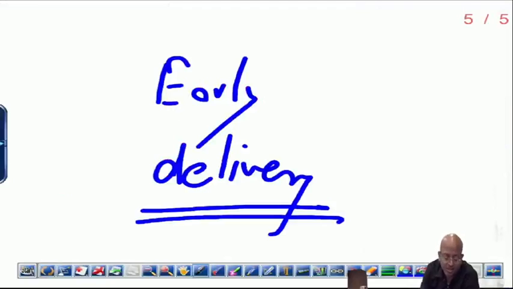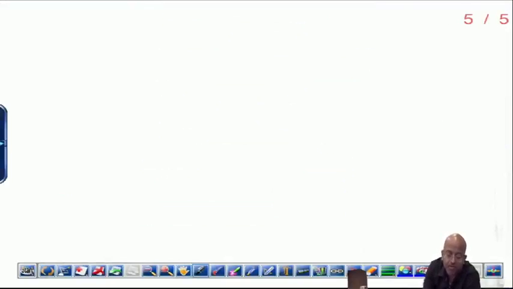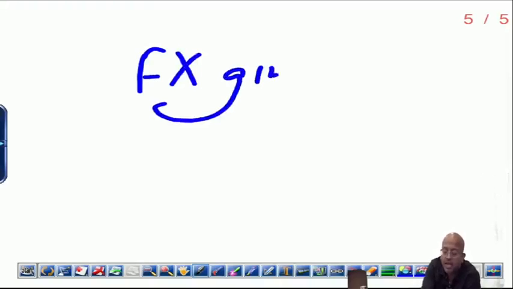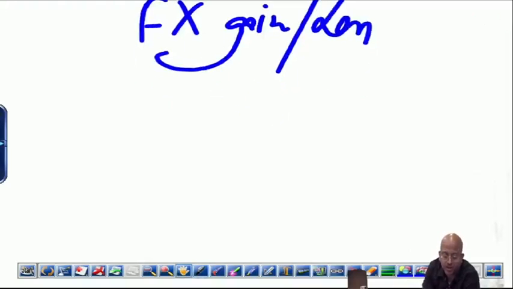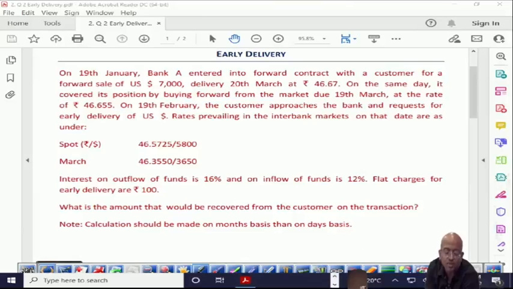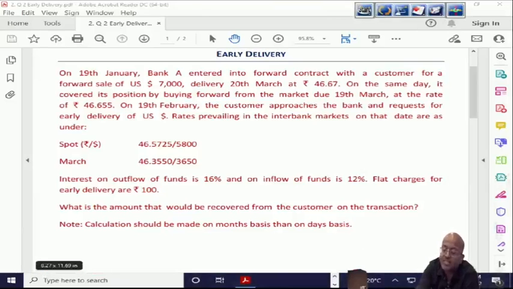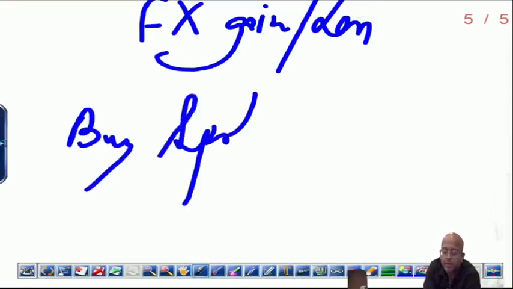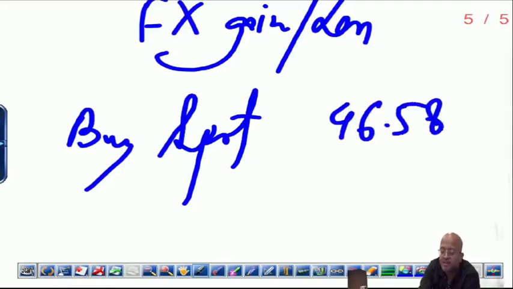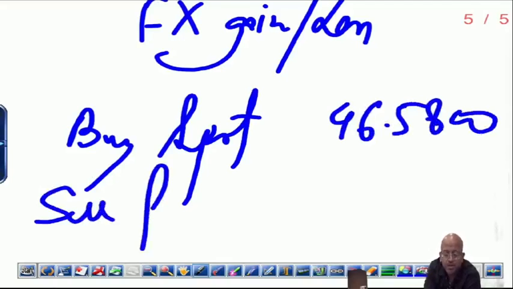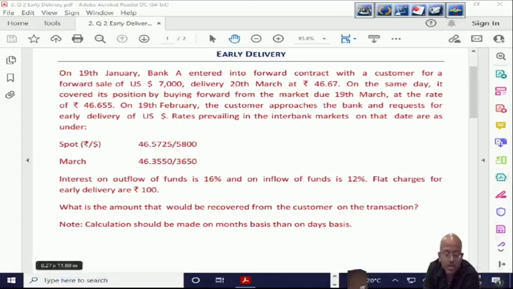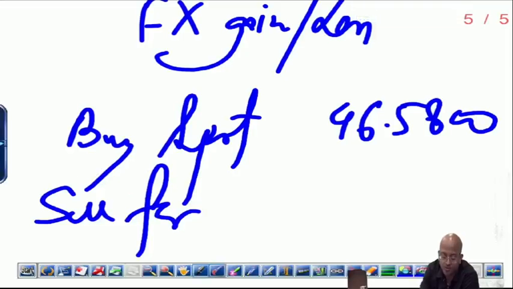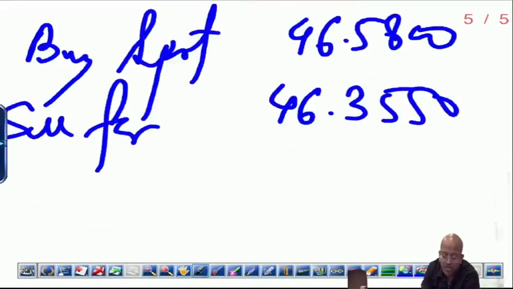So the solution will be no language straight away. FX gain or loss. So in the exam you can straight away start this way. I'm not dictating the language. So we buy spot at 46.5800. Sell forward at 46.3550. So there is a swap loss per dollar.